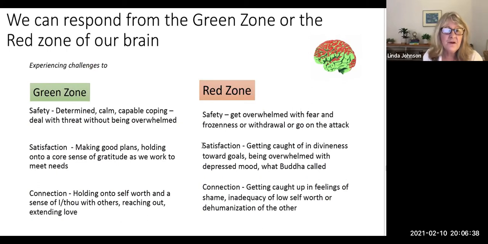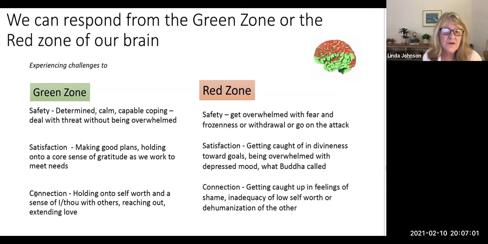Whereas if we feel a threat or a challenge to satisfaction and our brain is in the red zone, we can get caught in this should-be drivenness toward goals, being overwhelmed with a depressed mood, or what the Buddha called clinging, right? Clinging, which is what addiction is, right? Holding on to something, insisting that you have this one thing.